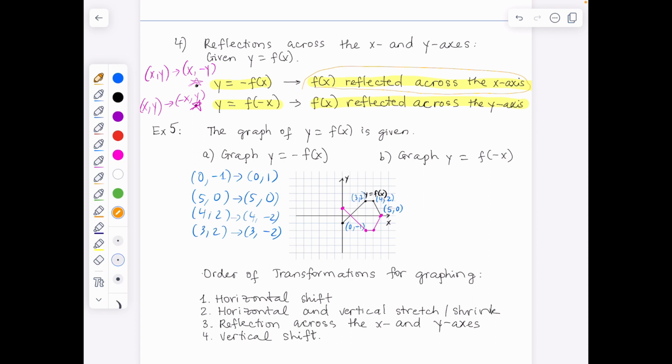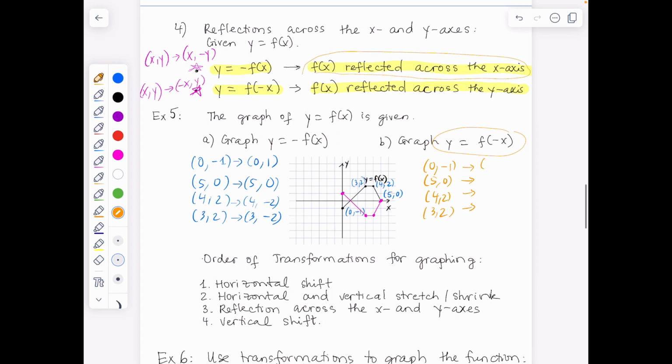So now let's try the second one. This time we have y is equal to f of negative x. So with the points that we identified in the f of x function, which is the black graph, we are going to change all the x values to negative and then keep y the same. So 0 will become, well, negative 0 is still going to be 0. 5 will become negative 5. 4 will be negative 4. And 3 will be negative 3.